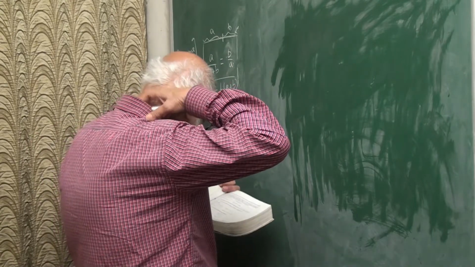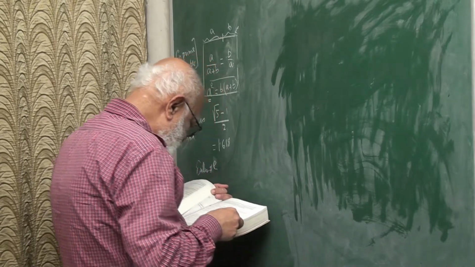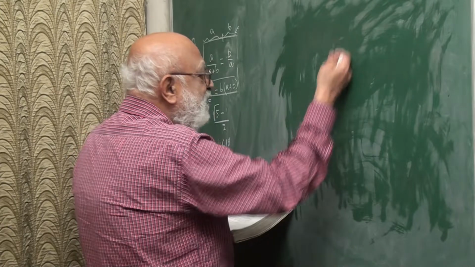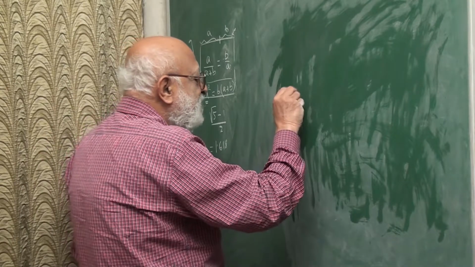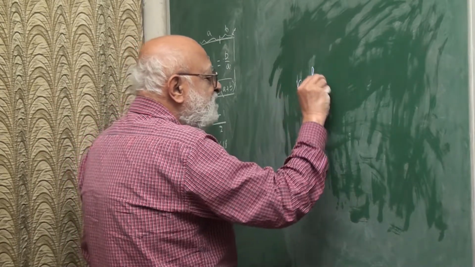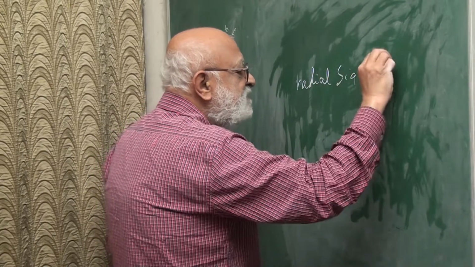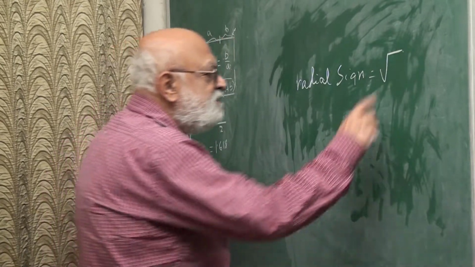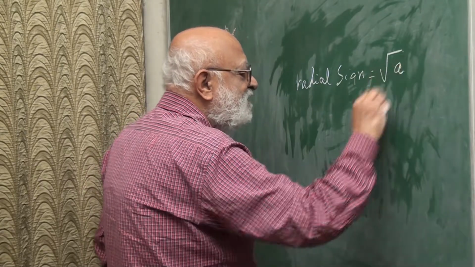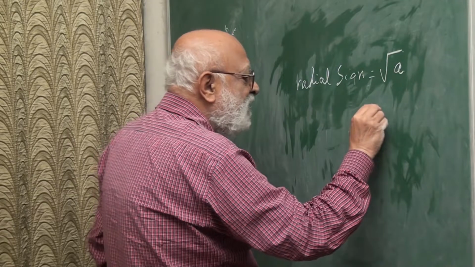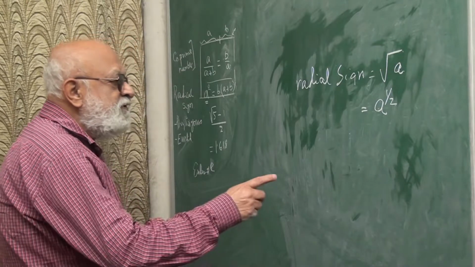Okay, now here we are going to do another exponent and the radical sign. How did we use the radical sign? We used it like this, right? So this means square root. So let us say this is square root of a. In the form of an exponent, I can write a to the power half.